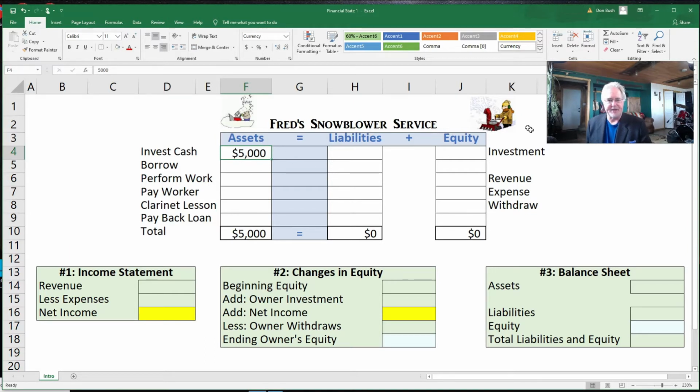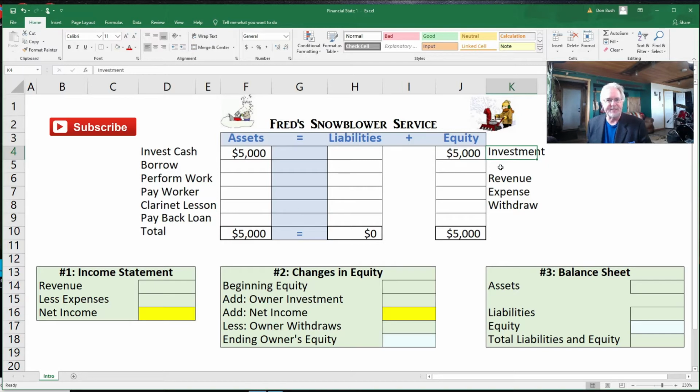We have to have something on the right here to keep our accounting equation in balance. Now Fred doesn't owe anything on this $5,000. And so what we're going to do, we're going to put it here as equity. There we are. And I have a label here on the right hand side. We're going to call this an investment. Fred is investing money into his business.